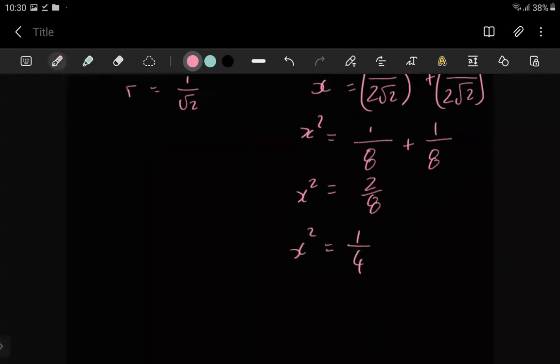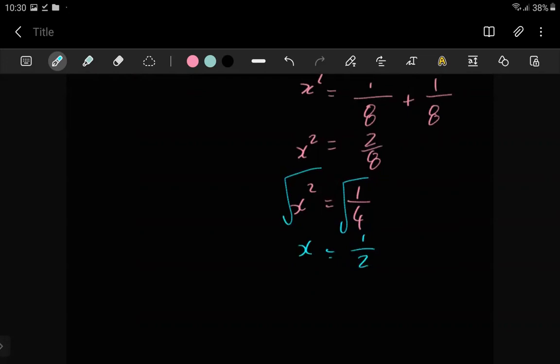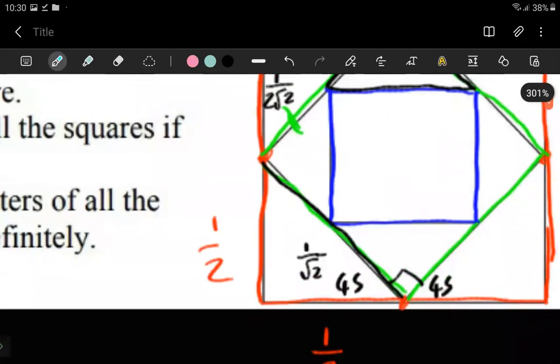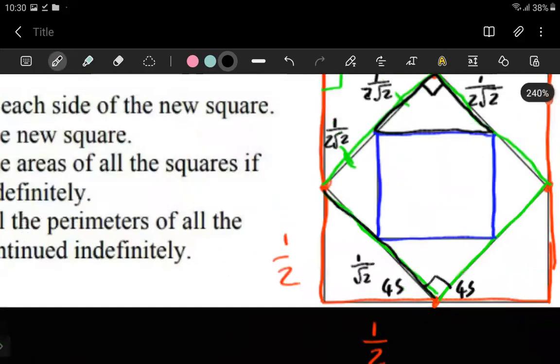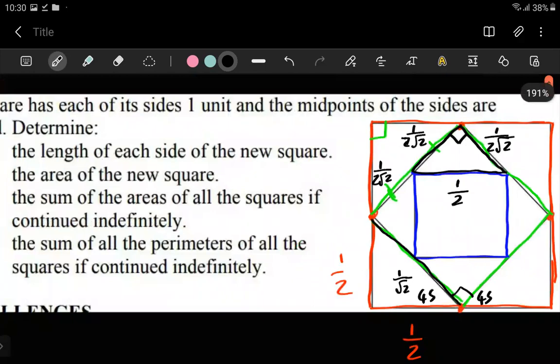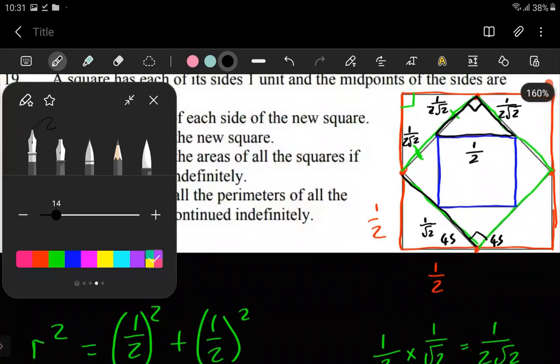And then we can just put a square root here, put a square root there. And then x is a half. So that's quite interesting. But it is what we're getting, so we don't have to stress too much about it, because this has to be longer than each of these. So this is just a half. So that settles question number A.